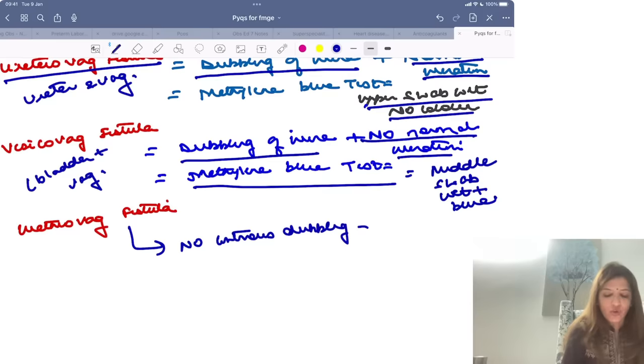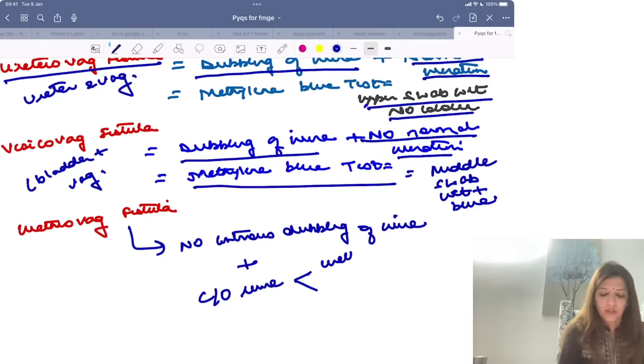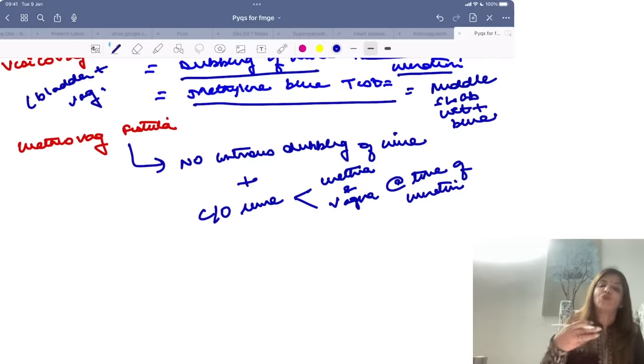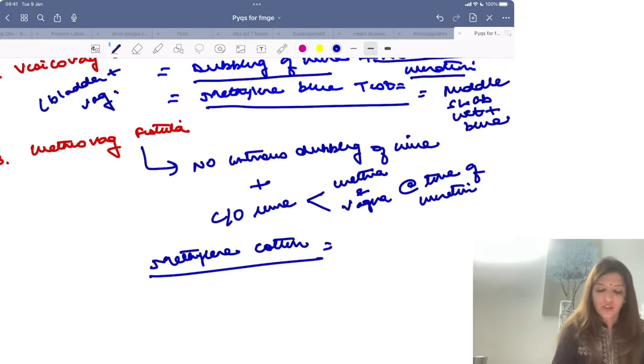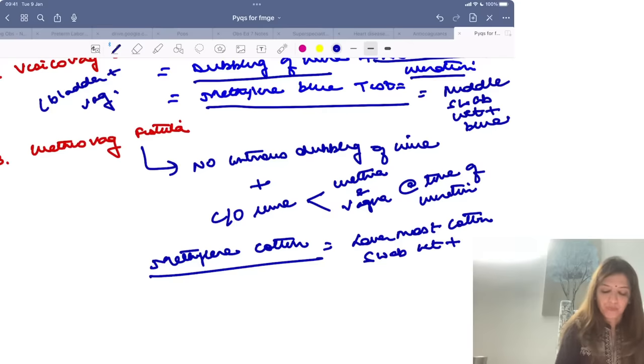In case of urethrovaginal fistula, there is no continuous dribbling of urine. Patient will complain of urine coming out from urethra and vagina at the time of urination. So patient will say that when I sit for urination, urine comes out from my vagina also. And when you will do a methylene blue 3 swab test, so in a methylene blue 3 swab test, the lowermost cotton swab will be wet plus blue.